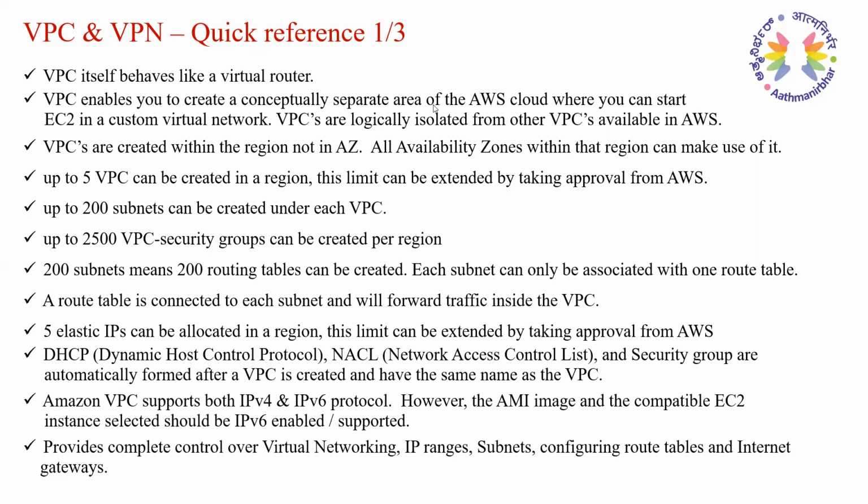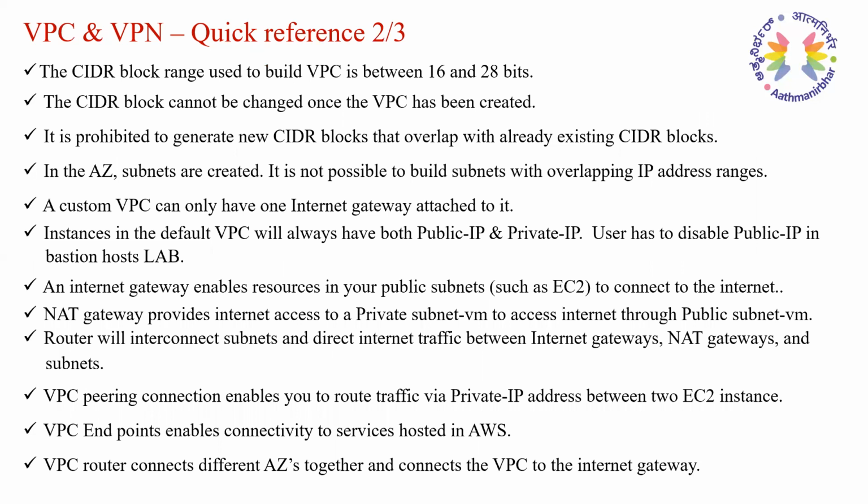Amazon VPC supports both IPv4 and IPv6 protocols. However, the AMI image that you create should be compatible with IPv6 enabled or supported. By default, IPv4 will be selected for all kinds of AMI images, Amazon Machine Images. So VPC provides complete control over virtual networking: the IP ranges, subnets, configuring the route tables, as well as the internet gateway.